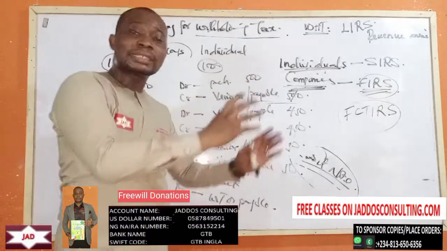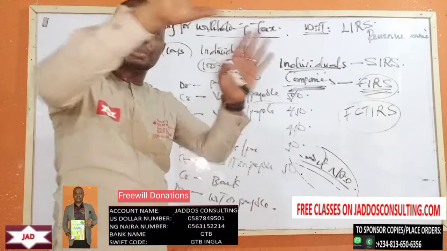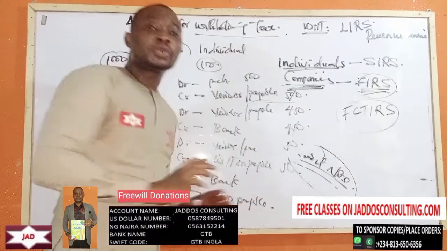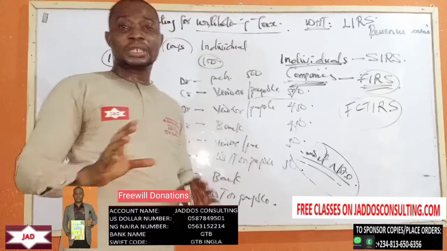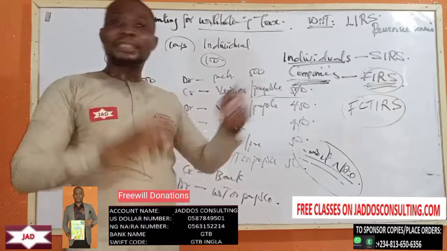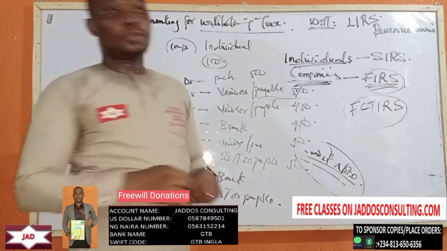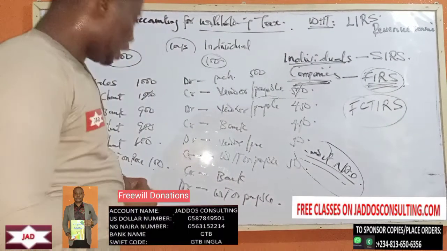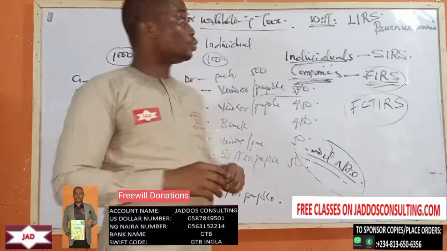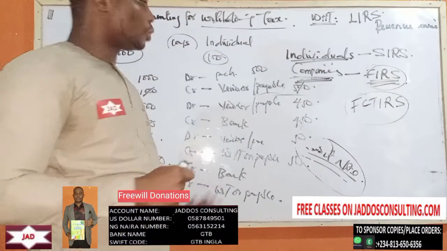If you're deducting VAT, raise a check, remit your VAT appropriately. If you're deducting withholding tax, raise a check, remit it appropriately with the schedules. Don't mix them up, because you might cause confusion, or make reconciliation difficult. Okay, so that is a brief background on accounting for withholding tax.